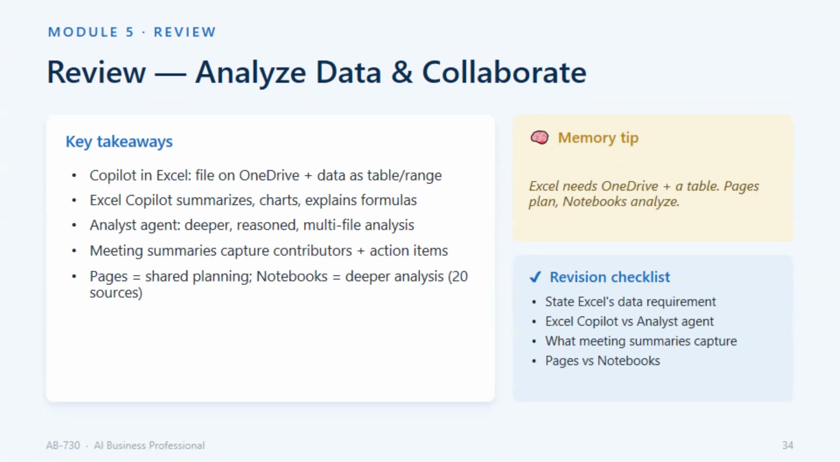Key takeaways: Copilot in Excel requires files on OneDrive with data as a table or range. Excel Copilot handles quick summaries and charts. The analyst agent provides deeper, multi-file analysis. Meeting summaries capture contributors and action items. Pages are for planning. Notebooks are for deeper analysis and can store up to 20 sources.